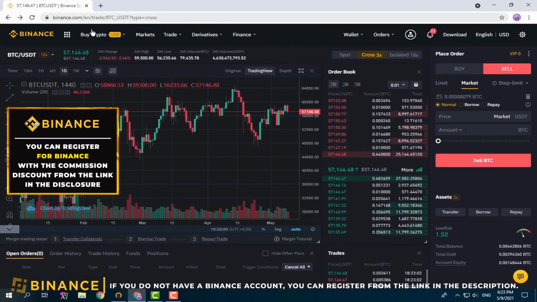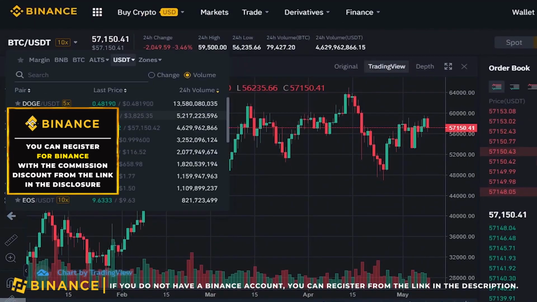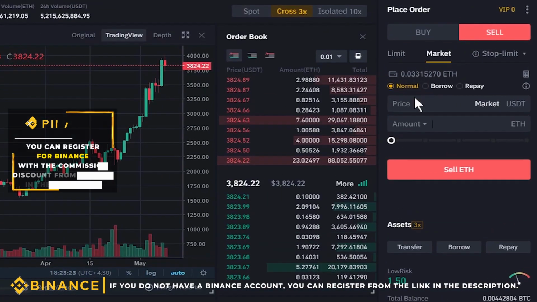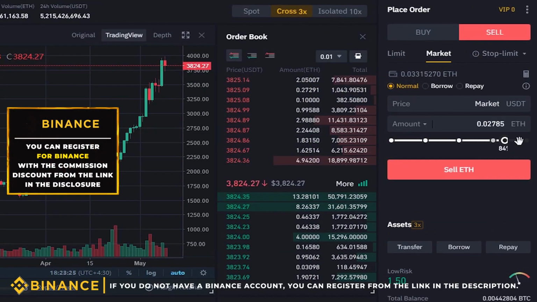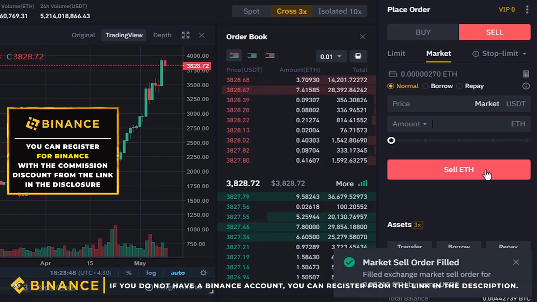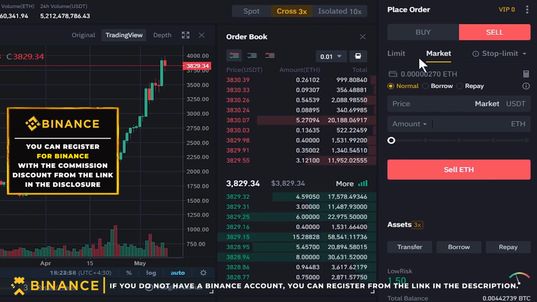And now let's select ETH USDT. Here it is. Sell tab, market order, normal, and we want to sell 100% of our available Ethereum. We click on sell ETH, order filled successfully, and it's sold.